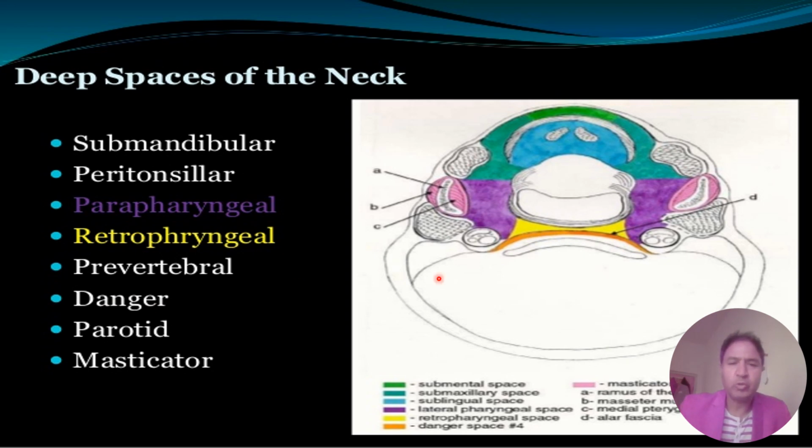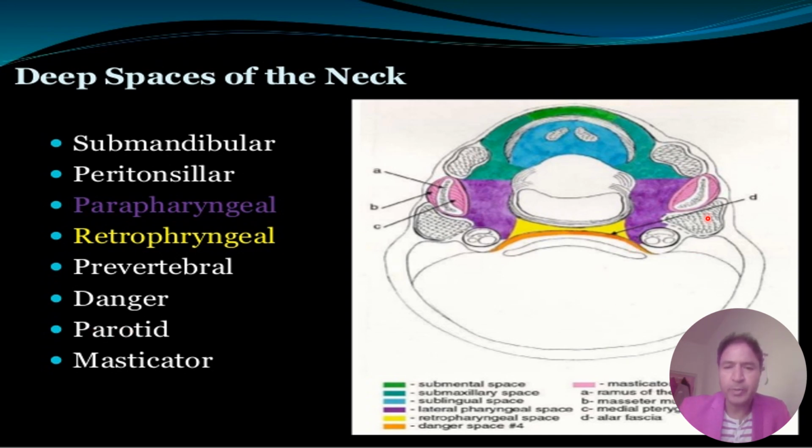Now the space of danger, it is here. This is the space of danger on both sides. It is where the parapharyngeal space and the retropharyngeal space meet, and that is the place where the space of danger occurs.